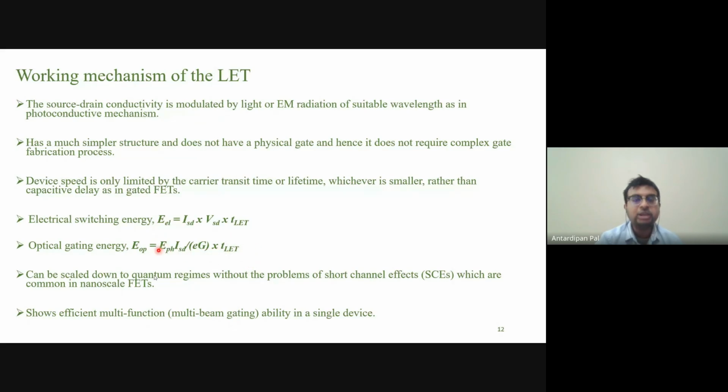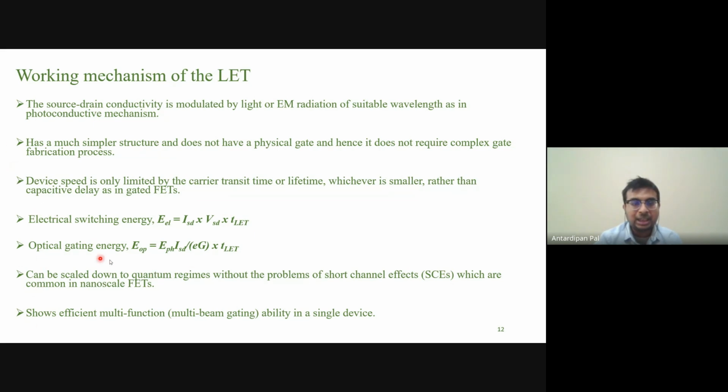Now this photon energy depends on the wavelength of light, right? You know the formula, hc over lambda, where lambda is the actual wavelength of light. If you use green light, it will have a different energy. Blue light, different energy. Yellow light, different energy. Red light, different energy, right?